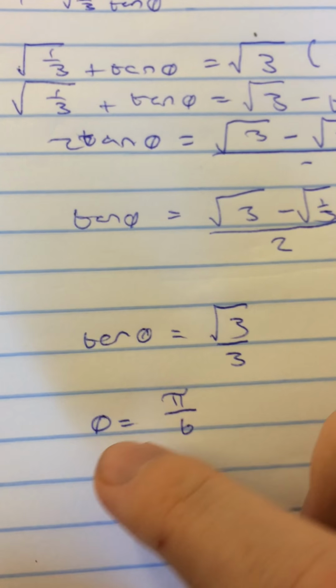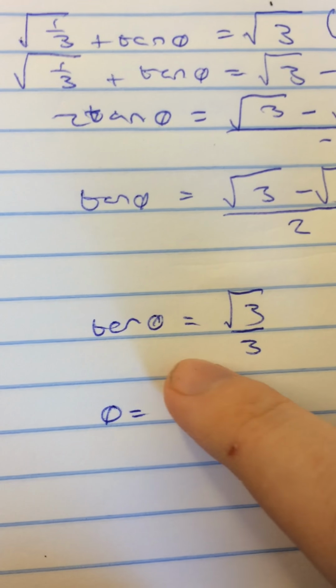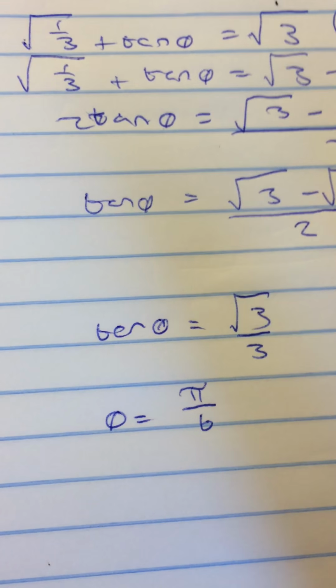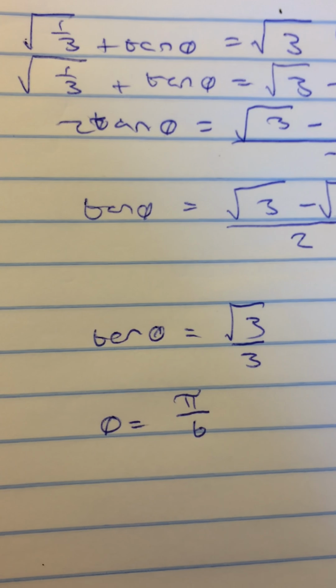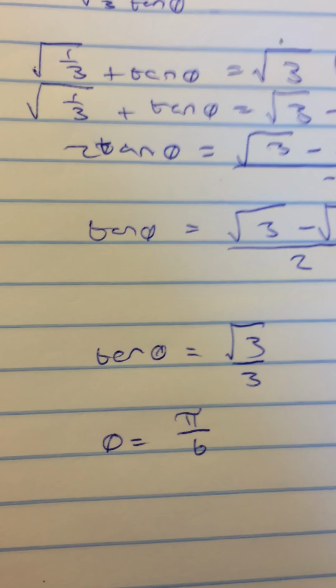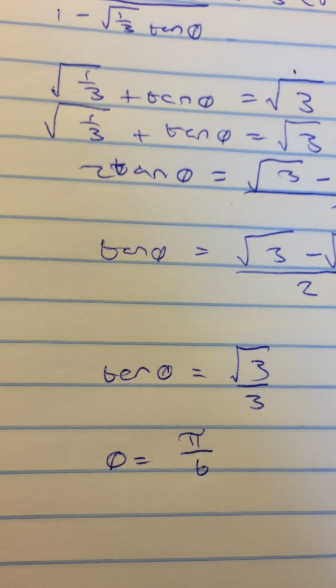Using your special triangles, you can tell that theta is equal to pi over 6. And so that's going to be your maximum angle of theta between the two runners. That's it for question 1 of optimization.